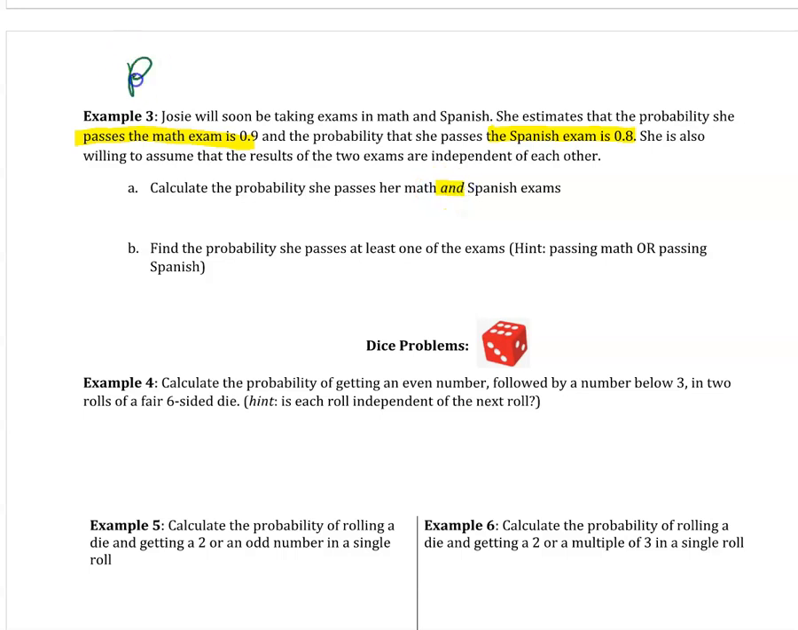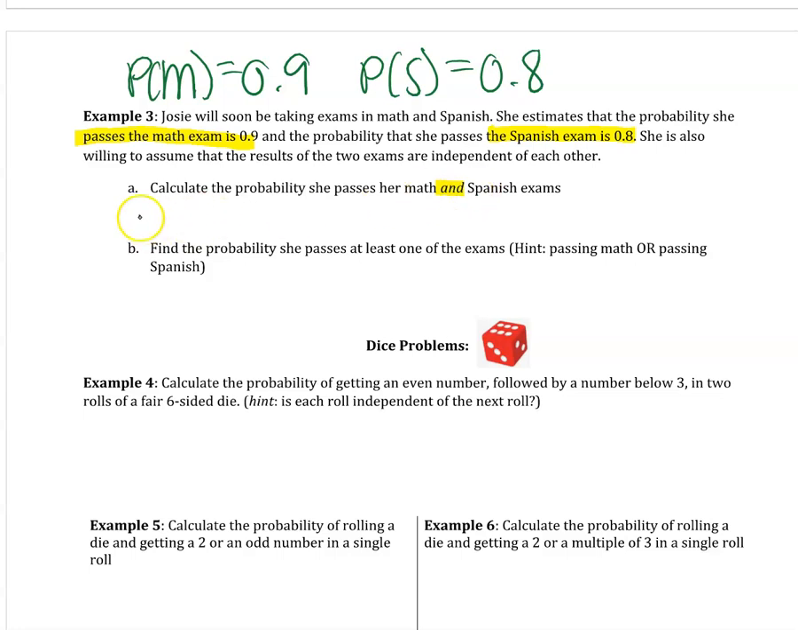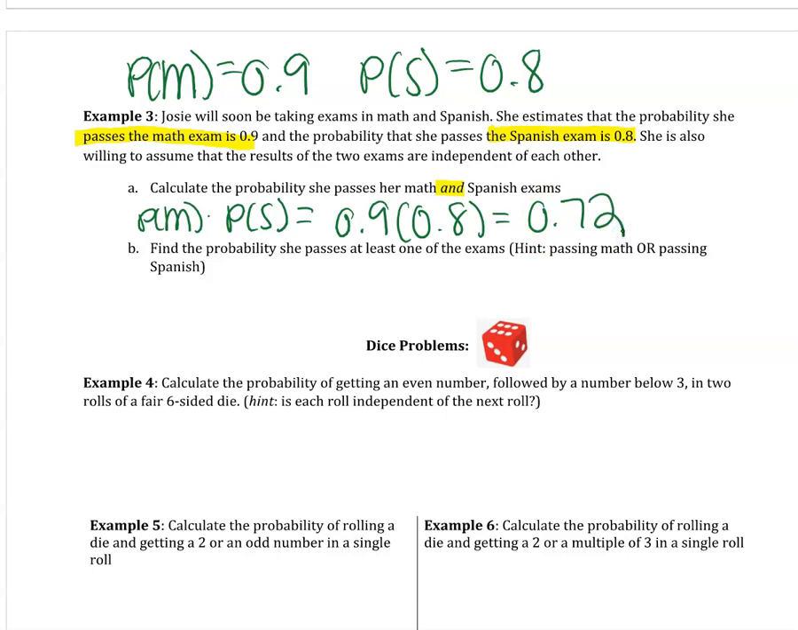So we know the probability of passing the math exam is 0.9. The probability of passing the Spanish exam is 0.8. Based on what we discussed last lesson, we know for AND probabilities, we will just multiply them together. So all I'm doing is taking the 0.9, multiplying it by the 0.8, and getting 0.72. And that's the probability of math and Spanish. So I'll just add this here as well.